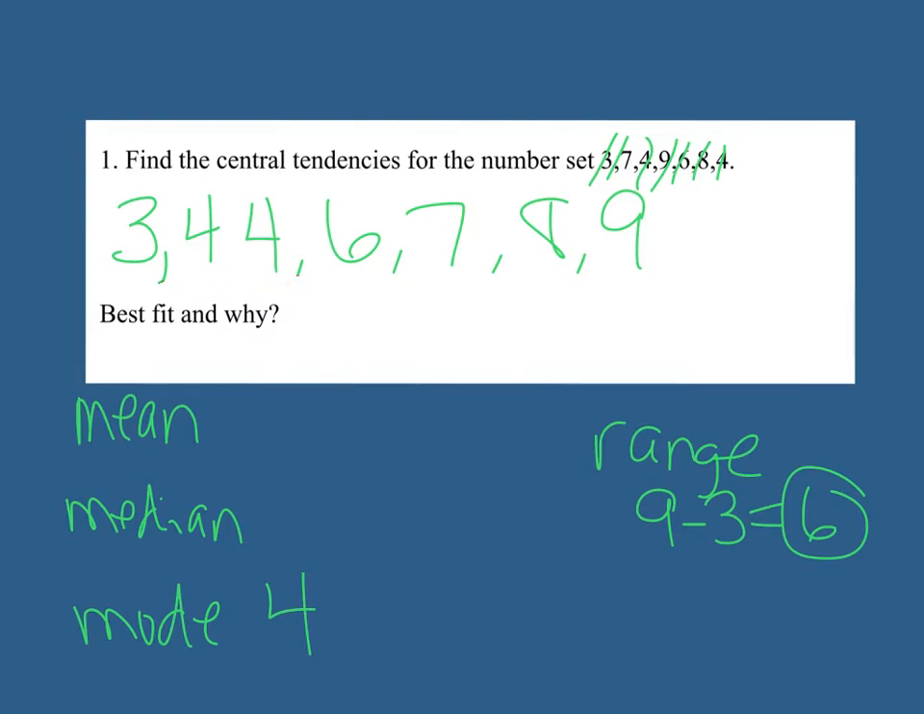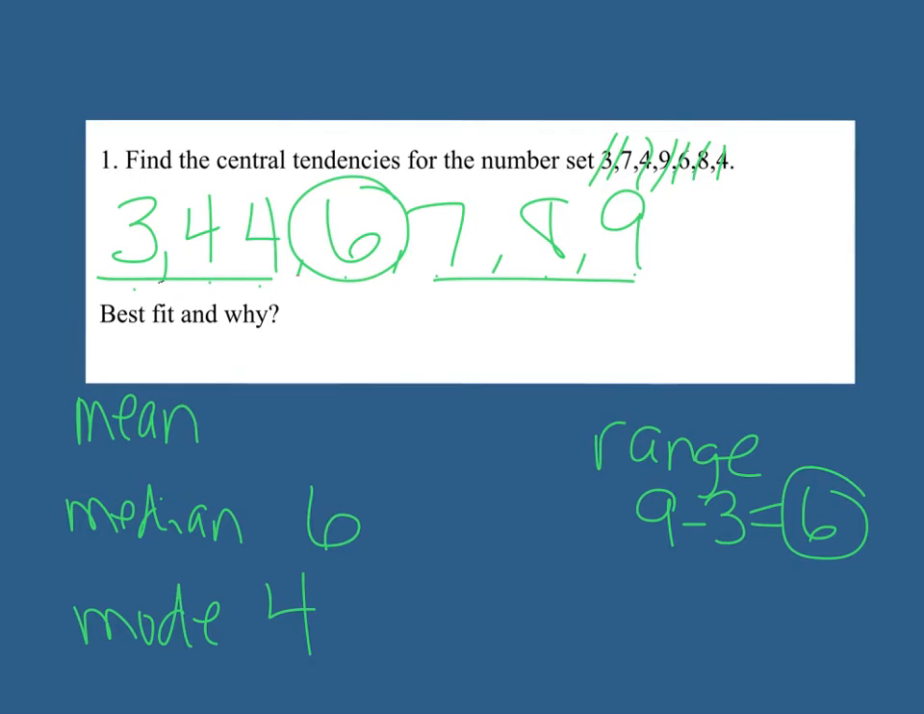And then the median is going to be the one in the middle. So we have 1, 2, 3, 4, 5, 6, 7 numbers. That gives me 3 on one side, 3 on the other, which would make 6 my median.